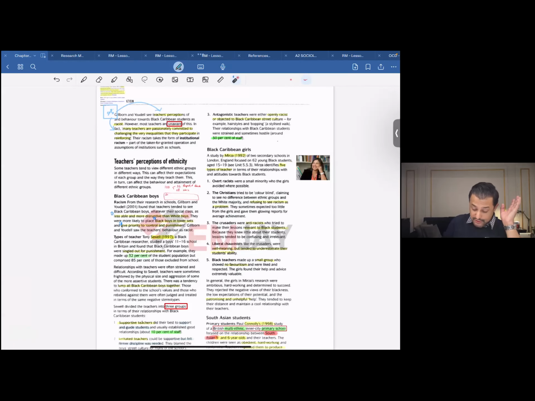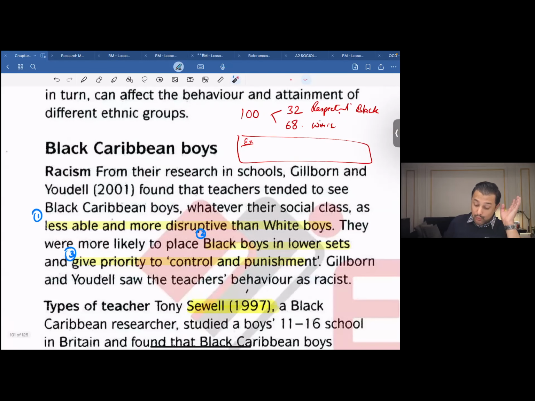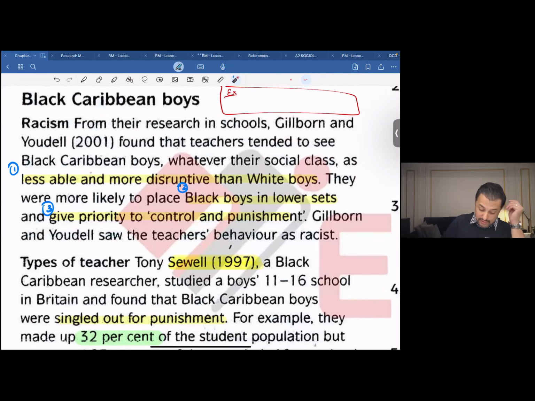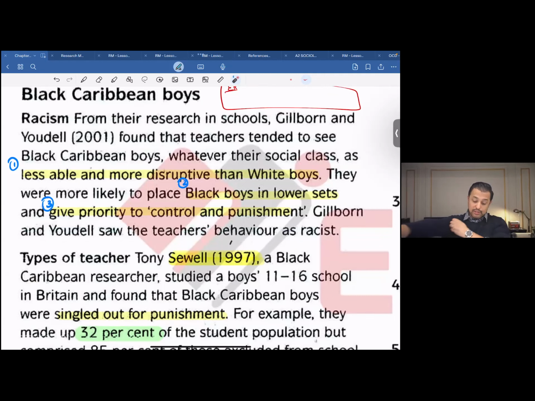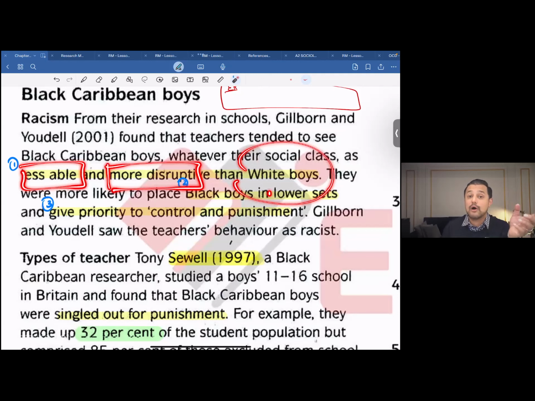Getting started with the teachers' perception of ethnicity. To begin with, Gilborn and Youdell again. According to Gilborn and Youdell, they found that teachers tended to see Black Caribbean boys, whatever their social class may be, as less able and more disruptive as compared to white boys. Teachers' perception. What do teachers think about Black Caribbean boys? According to Gilborn and Youdell, teachers saw them to be less able. Teachers saw them to be more disruptive.